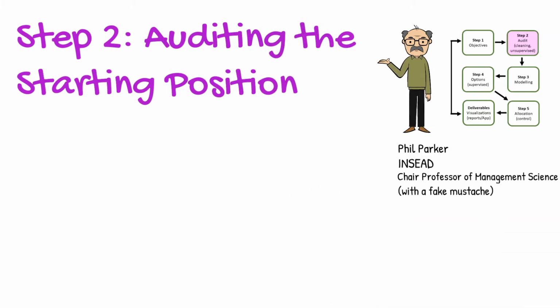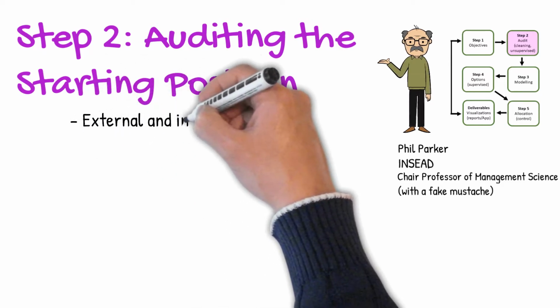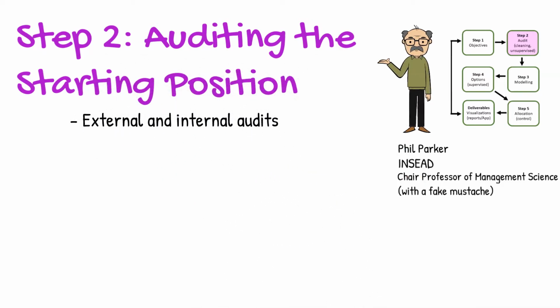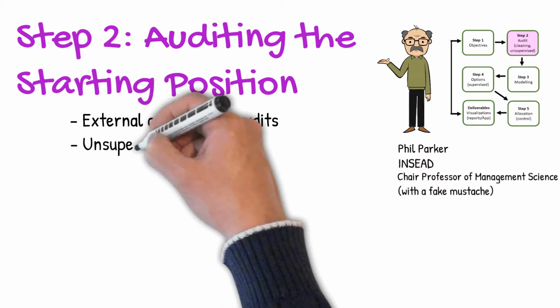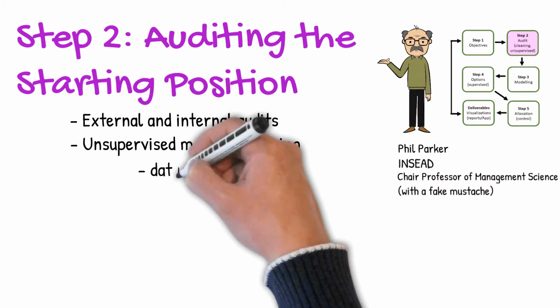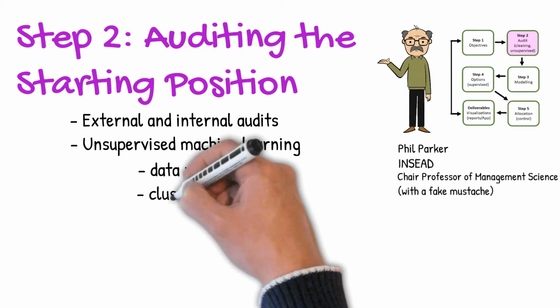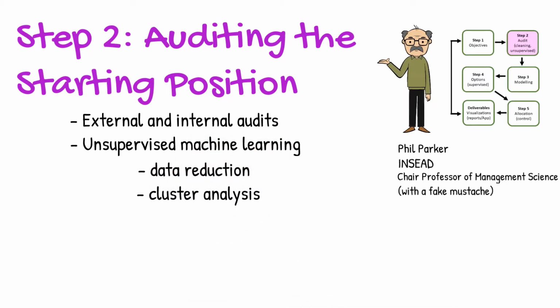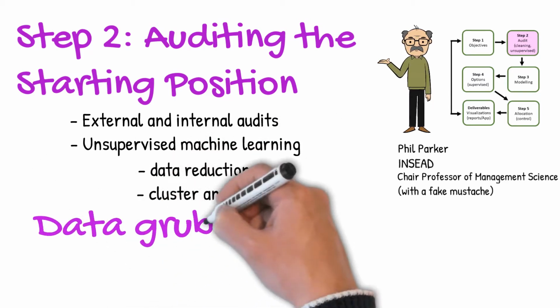This will be a very involving process where you're looking at both internal and external resources, planning for additional data collection, and applying a number of different machine learning tools to simply understand what kind of data we have. Do we need to change that data, and can we possibly exploit that data in order to reach our objectives? This process often involves the use of unsupervised machine learning tools, data reduction, and cluster analysis. In my generation, we used to call this data grubbing.